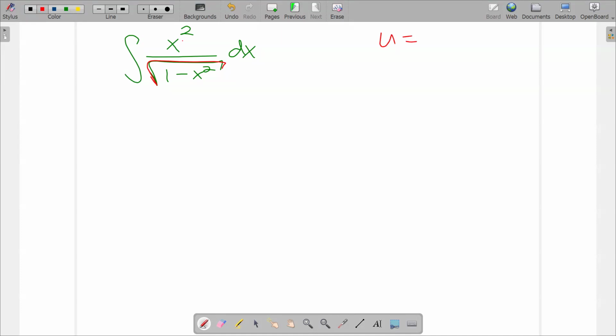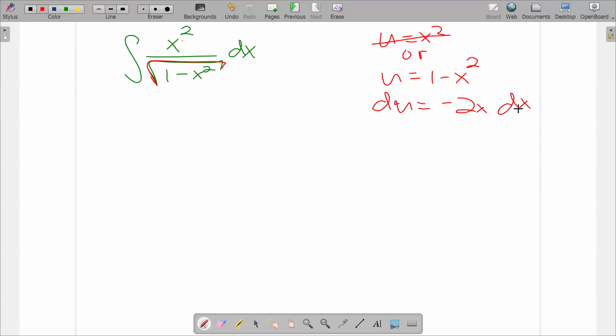One, u could be just x squared, or maybe u should be 1 minus x squared. Probably go with the second one. With the second one, you just get the square root of u in the bottom, which is kind of nice. Okay. So let's do that. That means my du would be just negative 2x dx, right?